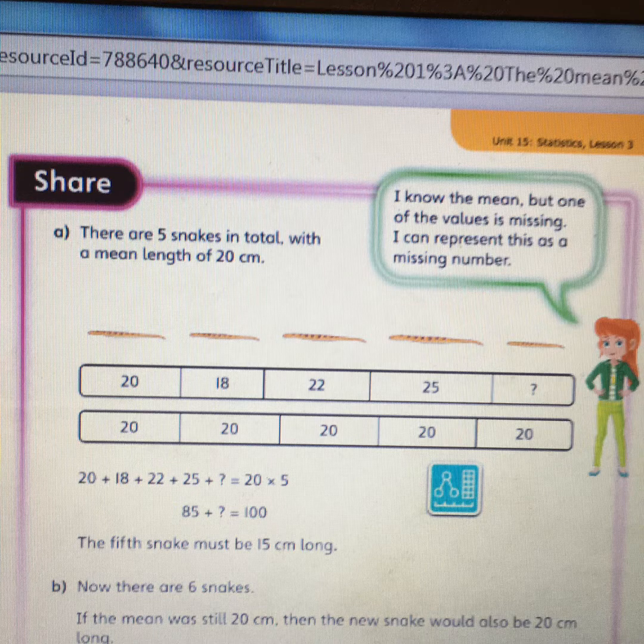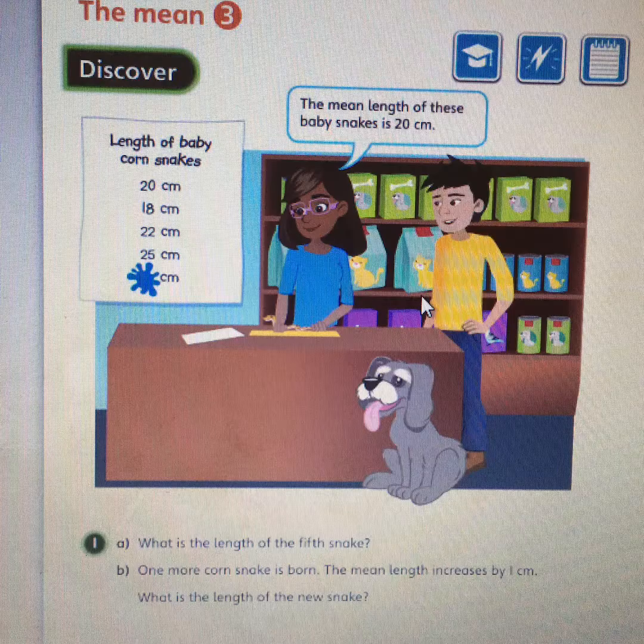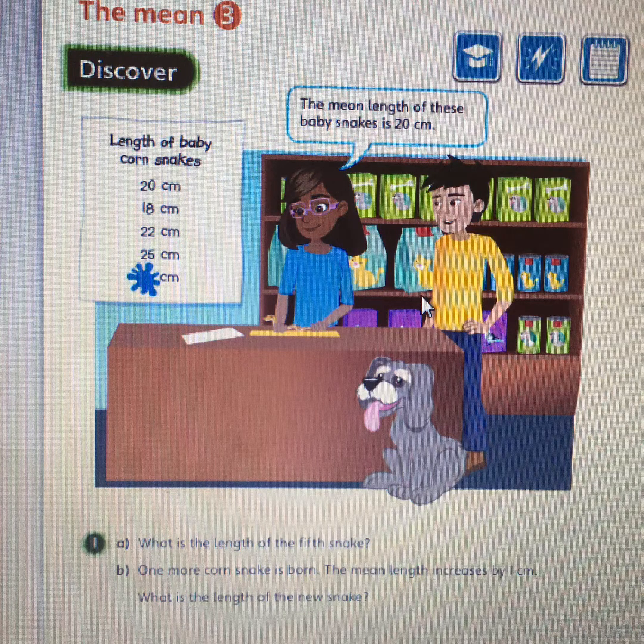Well, the answer is 15 centimetres. Okay, question B then is one more corn snake is born and the mean length increases by 1 centimetre. What is the length of the new snake? So let's get our facts together first of all. There's now no longer 5 snakes, there are now 6 snakes. The mean was 20, the mean has increased by 1 centimetre, so the mean is now 21 centimetres.